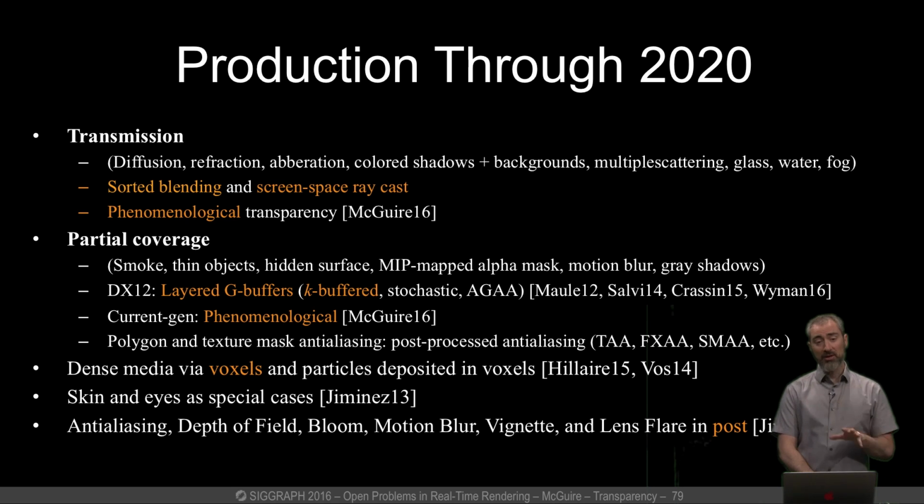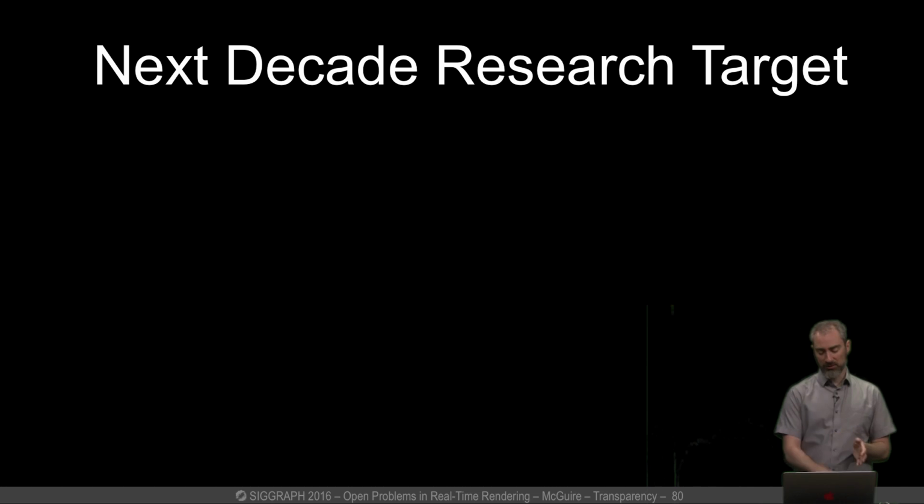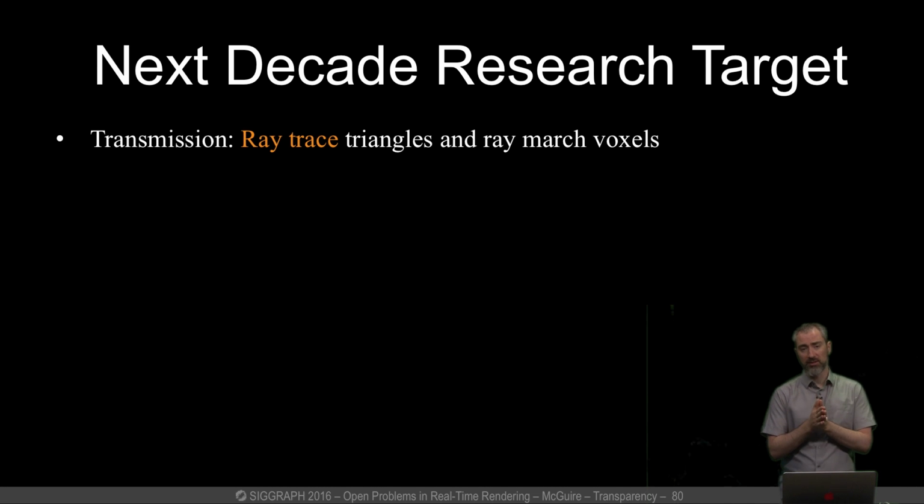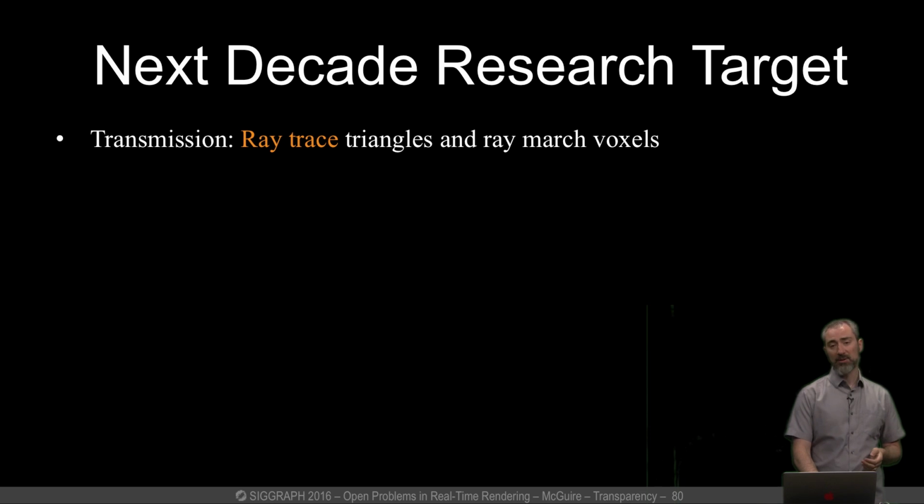Where are we going to go if we're not constrained by having to support current generation, either PC GPUs or consoles? So if we look at a decade as a research target, I think we're absolutely going to switch to ray tracing. Not for all rendering, but for transmission, it's such a robust solution. It handles all of the effects: ray trace the triangles, ray march the voxels. It just works. The only problem is we need a little more processing horsepower, but it's not a ridiculous amount. So I think we're just going to see that happen.